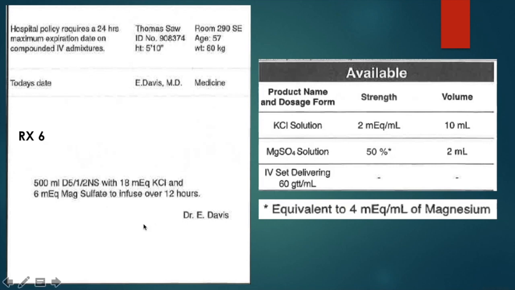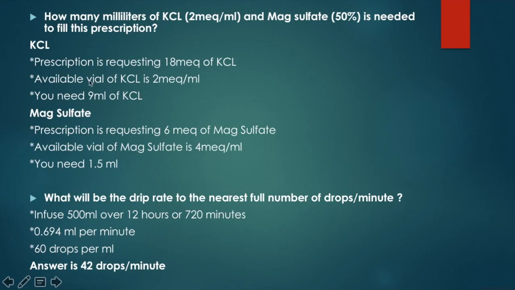So we have 500 ml of a D5 half NS with 18 MEQs of potassium chloride and 6 milliequivalents of mag sulfate. So don't get confused here. There's only 2 active ingredients, right? The 500 ml is just your bag, right? In this case, it's D5 with half NS, so that's a type of bag you may see. They need 18 MEQs of KCl and 6 MEQs of mag sulfate. Okay, so we have this supplied in the pharmacy, and right here they said 4 MEQs of magnesium in 1 ml. Pretty straightforward, right? Set up your proportion. You're going to need 9 ml of the KCl and 1.5 ml of the mag sulfate.